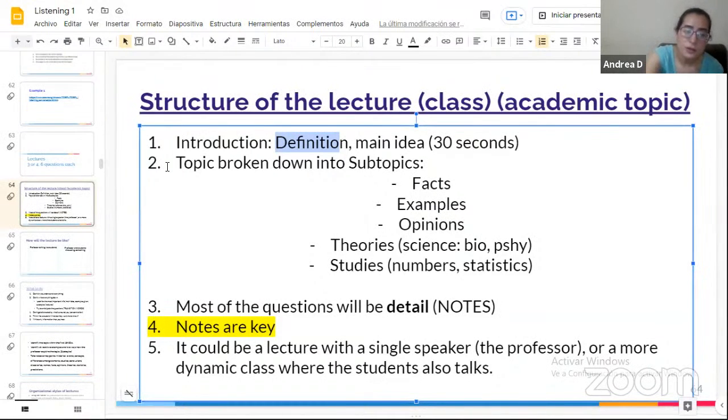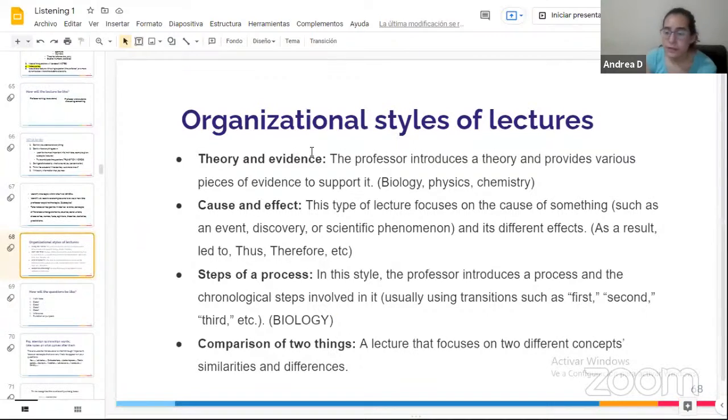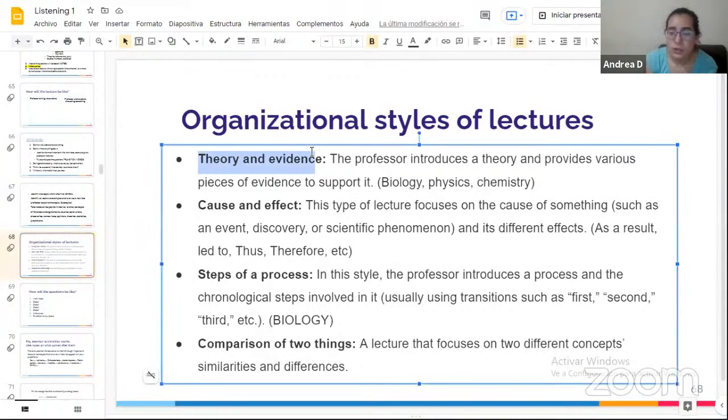And then the topic will be broken down into different subtopics. That's the part where it gets a bit complicated, because I cannot tell you how exactly this topic will be organized. All right, it could be in many different ways. For example, here are some ideas. Sometimes you have theory and evidence, especially if it's biology, physics, chemistry, any science. So maybe Charles Darwin's theory of evolution and different pieces of evidence supporting it.